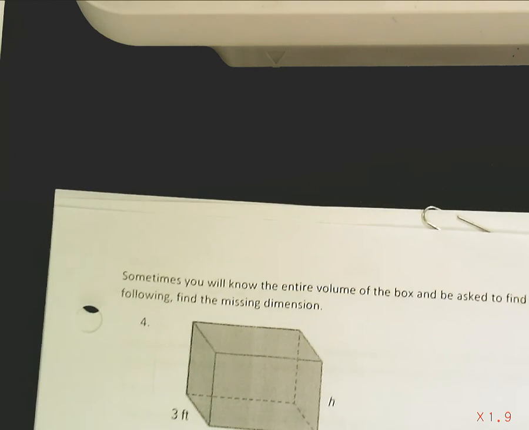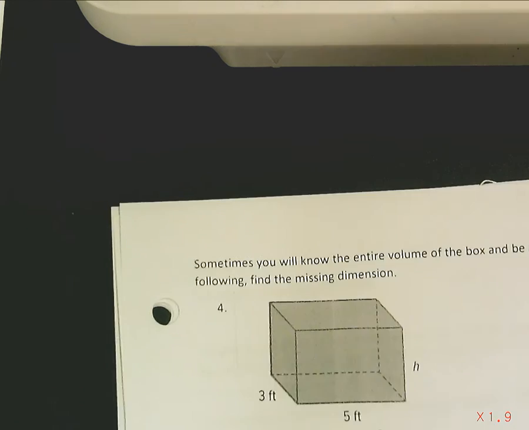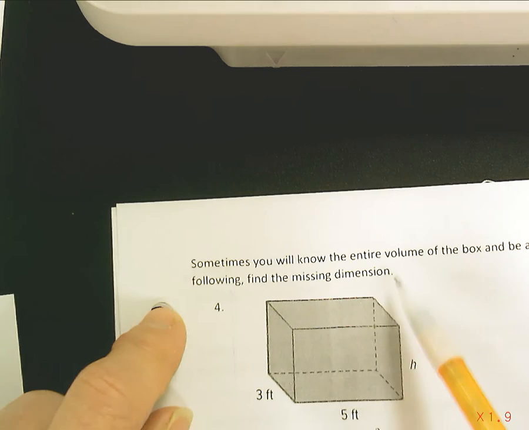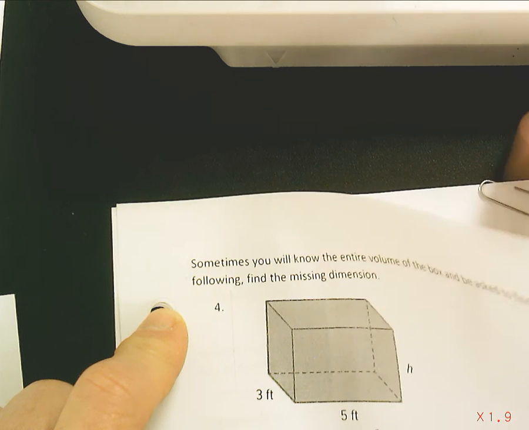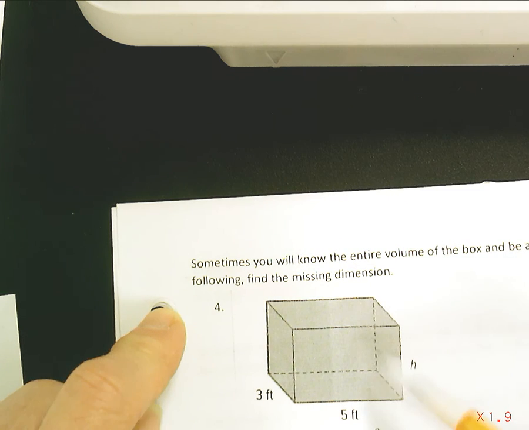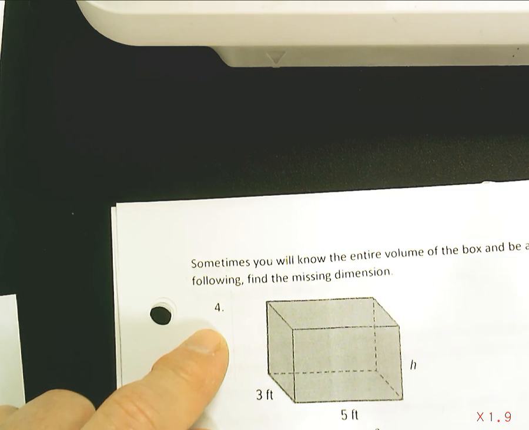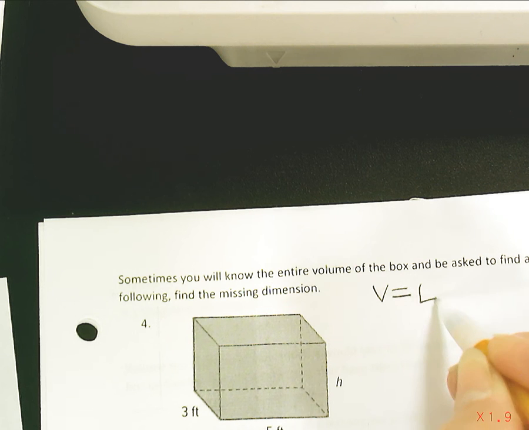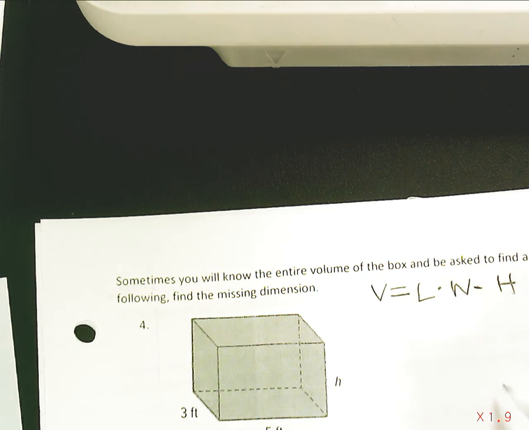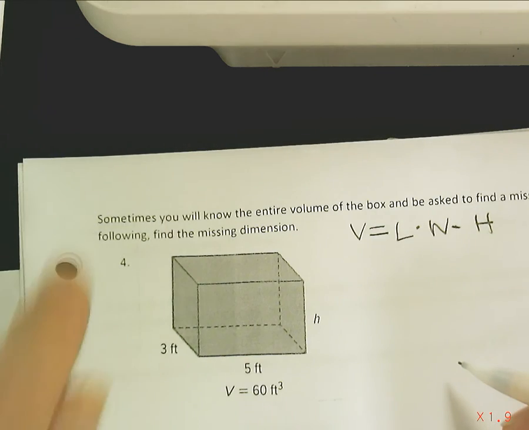All right, now number 4 is different. Sometimes you'll know the entire volume of the box and be asked to find a missing dimension. And that's what we're going to do here in number 4 and number 5. So I'm going to start off with the formula. Volume equals length times width times height. I'm going to write the formula down, and then I'm going to put in the parts that I do know.